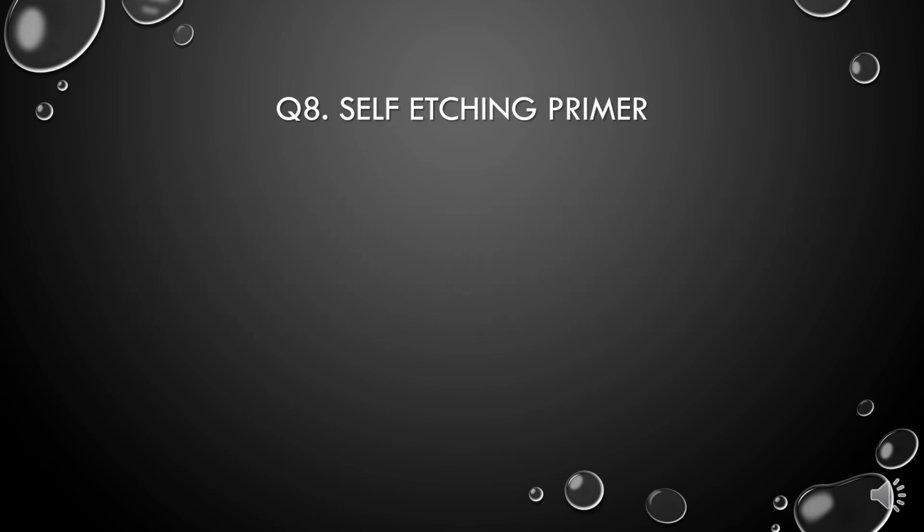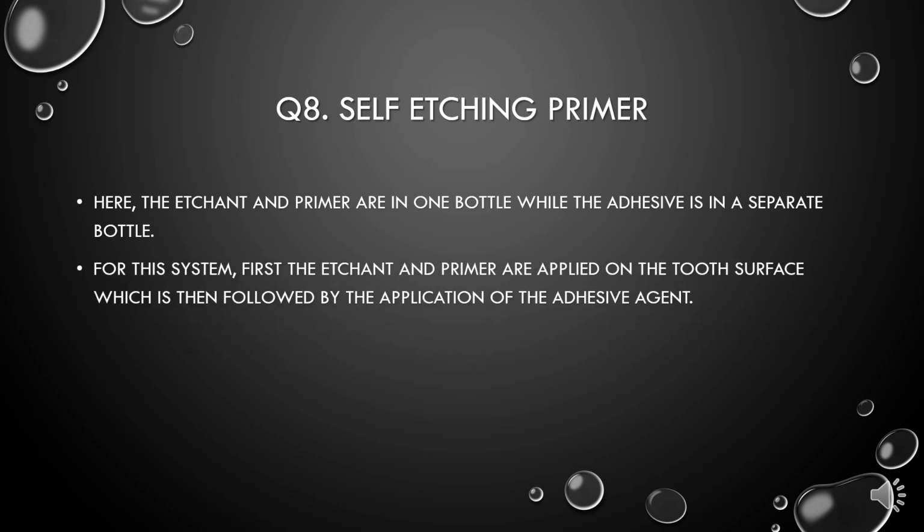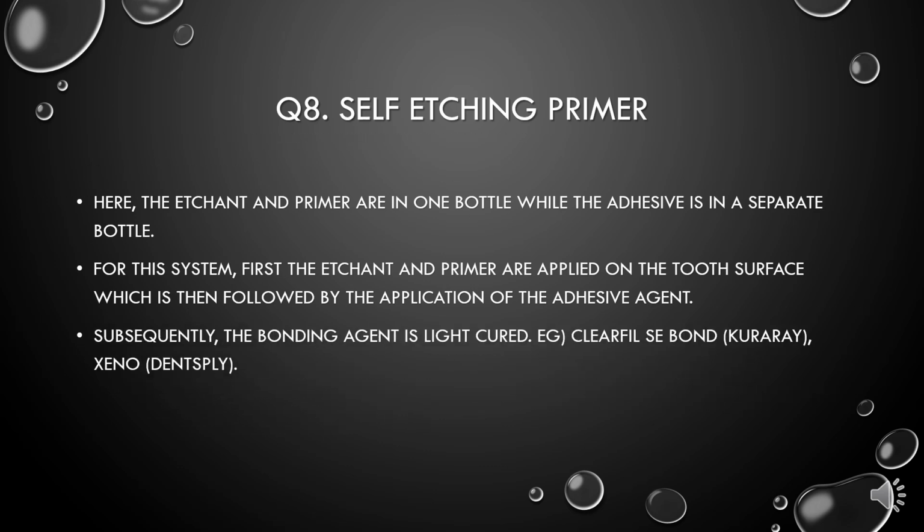Question 8 is self-etch primer. Here the etchant and primer are in one bottle while the adhesive is in a separate bottle. For this system, first the etchant and primer are applied on the tooth surface, which is then followed by the application of the adhesive agent. Subsequently, the bonding agent is light cured. Examples are Clearfil SE Bond and Xeno Dentsply.